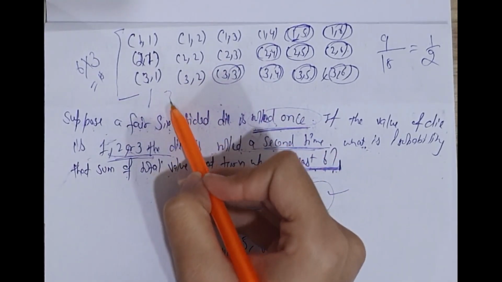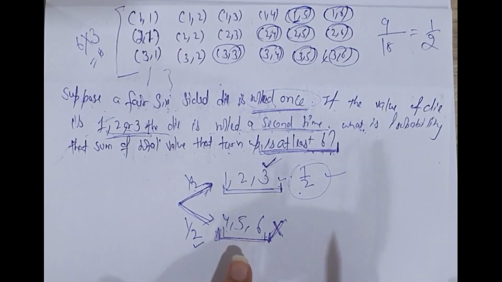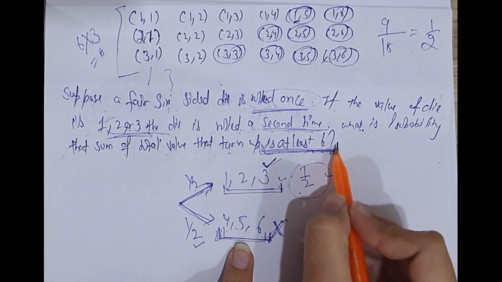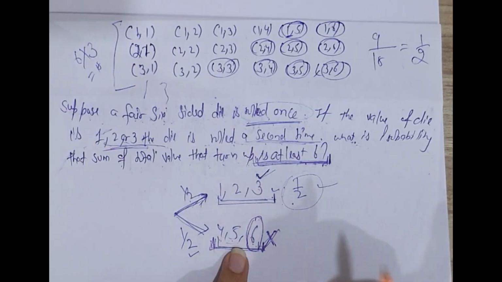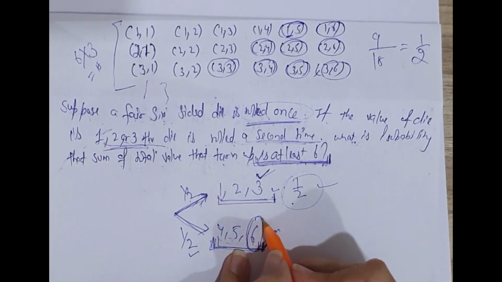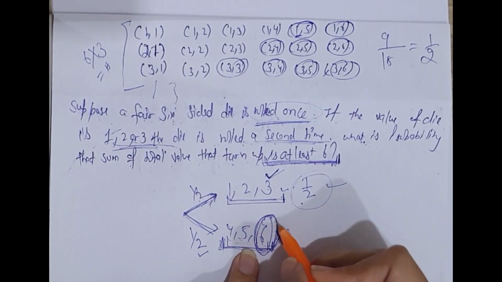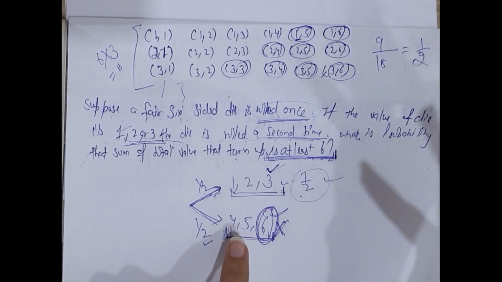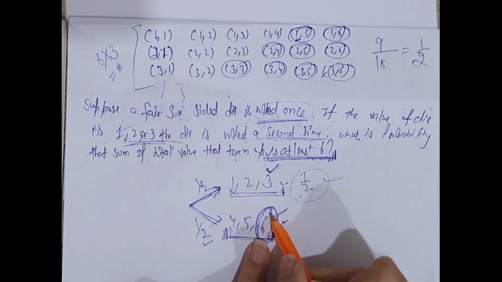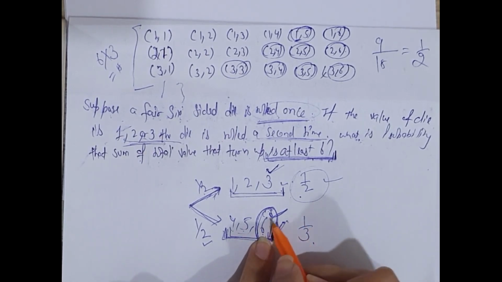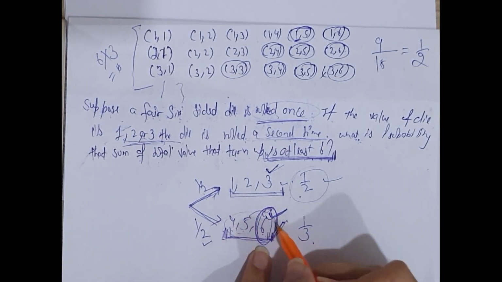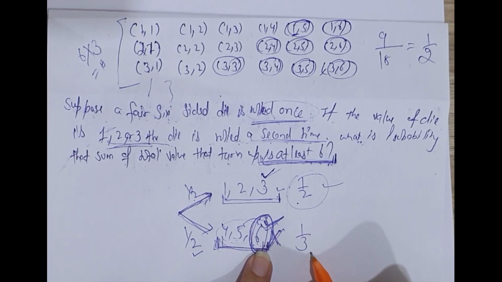So it means that there is no need to take the 4, 5, 6 cases. Then what's the probability that at least one 6 occurs? When we roll the die 3 times, what's the probability that a 6 occurs? When 6 actually occurs, that is a case. It means that only one case out of 3, 1 by 3, is the case when 6 can occur.